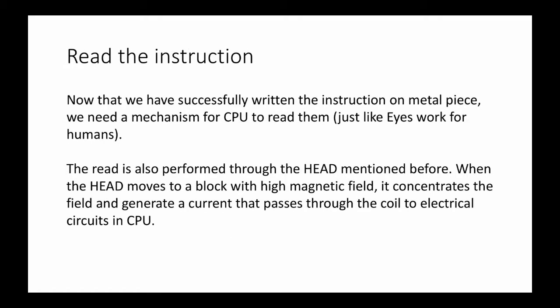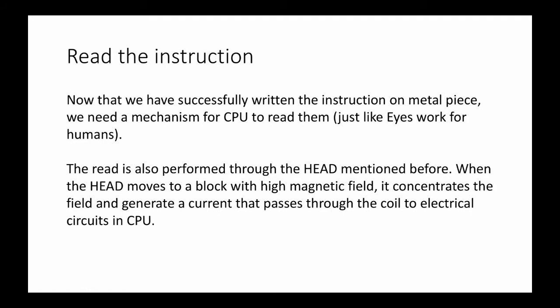To read the instruction, we need some mechanism so that these magnetic fields can be converted into electrical currents that can go into the electronic circuits of the CPU. The analogy here is with the eyes which work for humans. You read something through your eyes and it is processed by your brain. Similarly, we need a mechanism to read these bits so that they can be processed by electronic circuits. To read also, similar to what we have done with the write, the head will be used. Now, previously there was electrical current passed to the head that created high magnetic field inside the block.